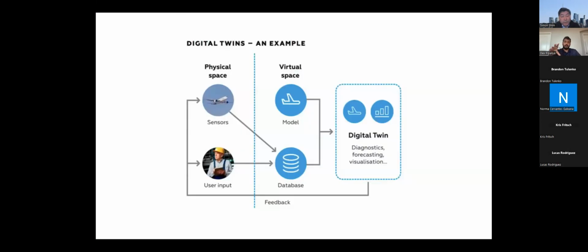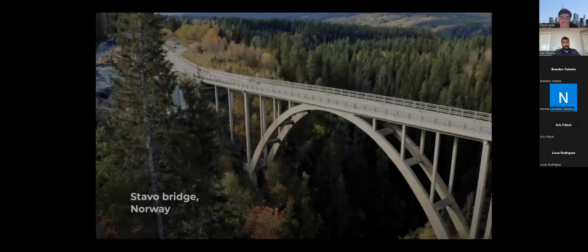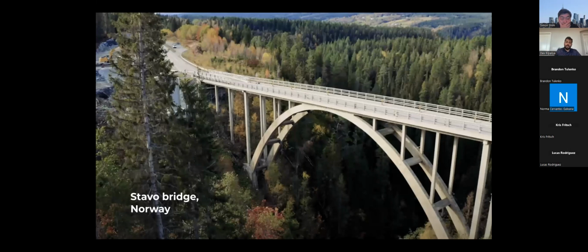And this is how a digital twin is supposed to be used. You basically use sensors and a database to predict the best outcome possible. For one example, there's this bridge, Strava Bridge in Norway. This was built not too many years ago, in the early 2000s.